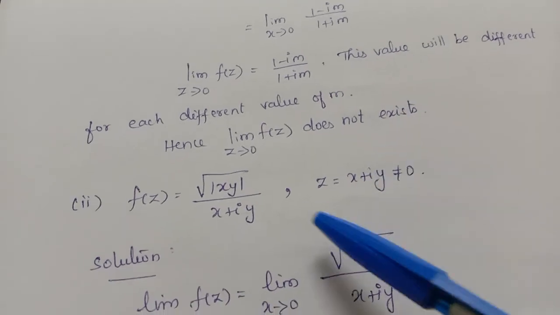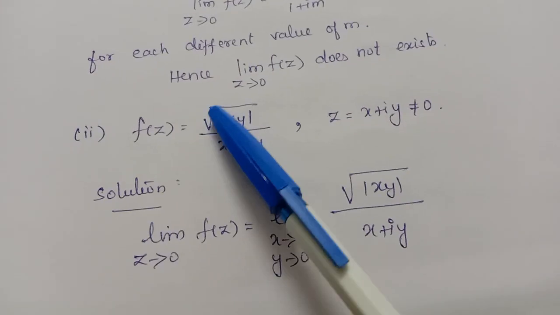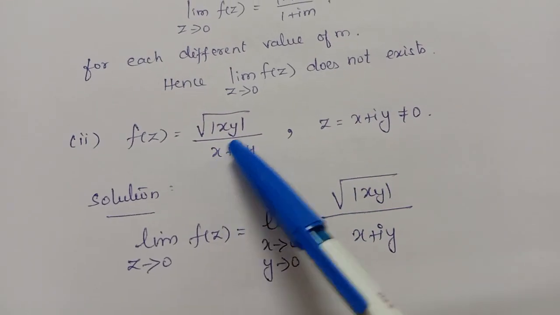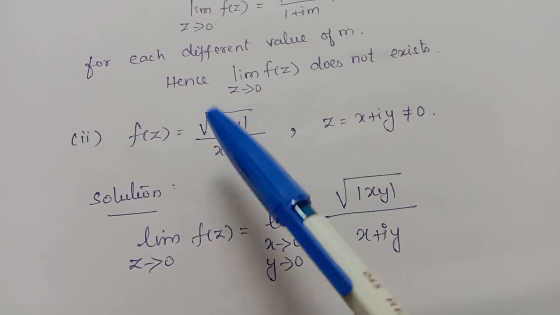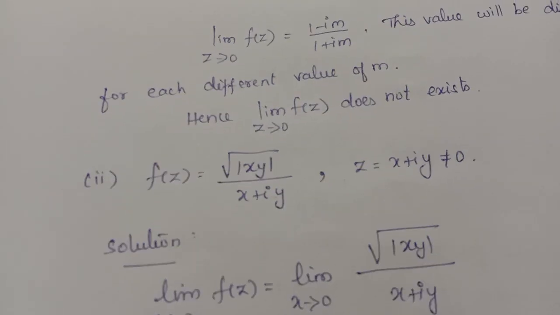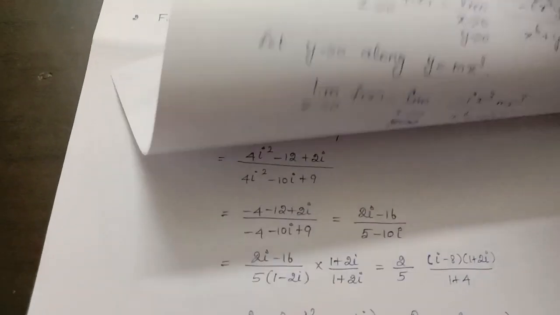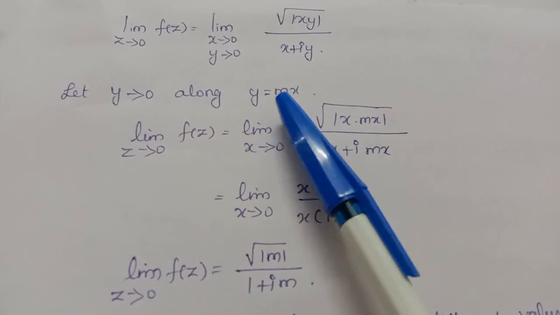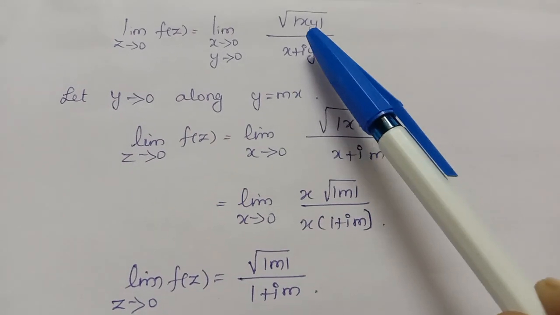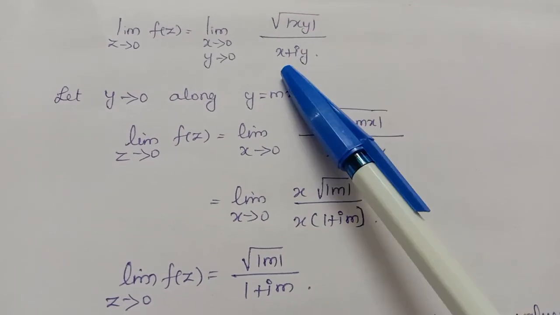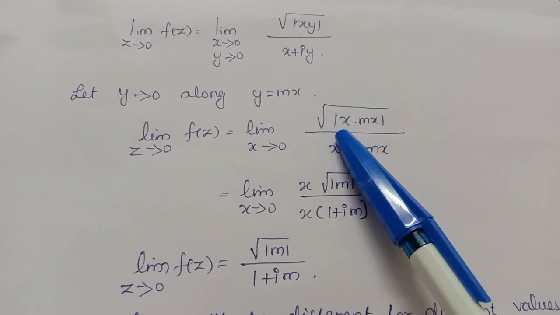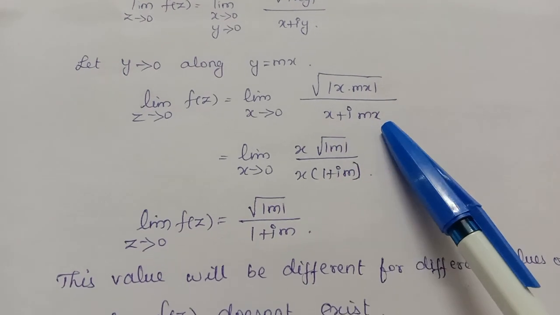Okay. Next problem, f of z equal to square root of modulus xy by x plus iy. Here also the same thing. If you substitute 0, 0, both numerator and denominator will be 0. So what I am going to assume here is, let us assume y approaches 0 along y equal to mx. Here also I am choosing the same thing because everything is of degree 1, no? So y along y equal to mx. You substitute: square root of modulus x into mx by x plus i into mx.